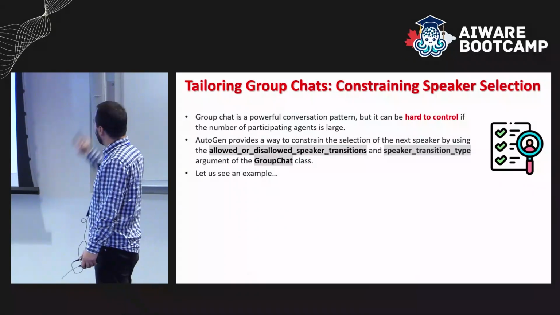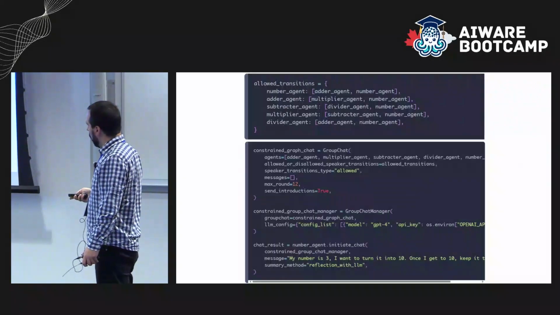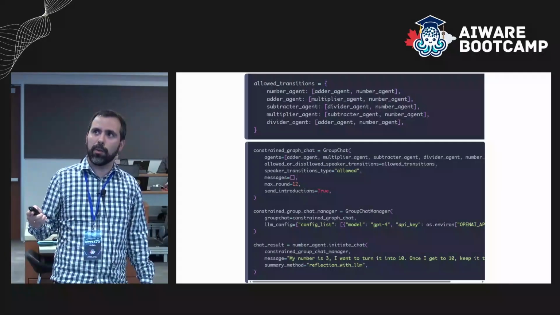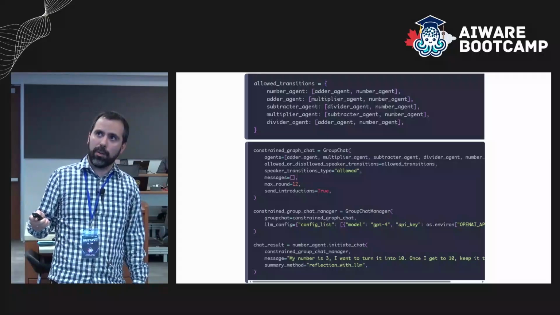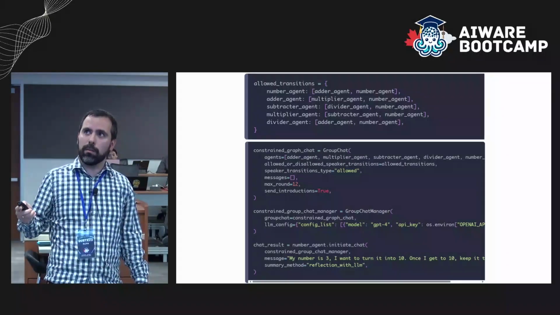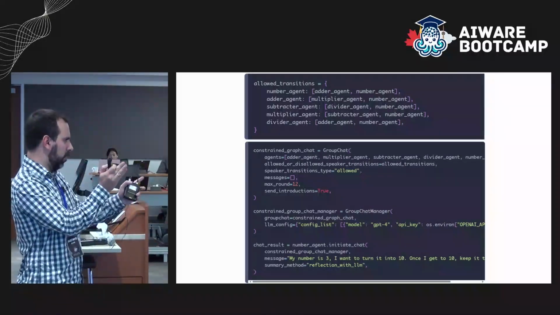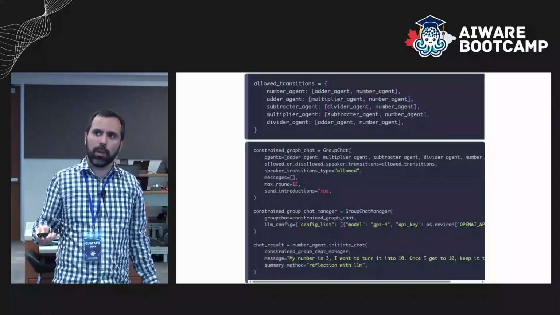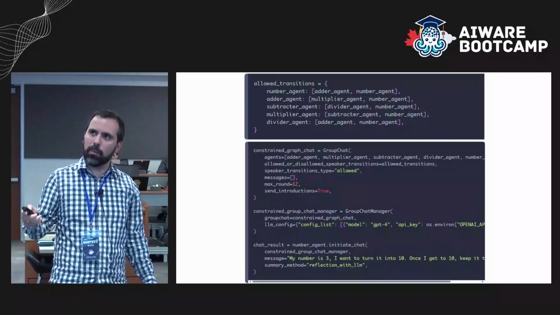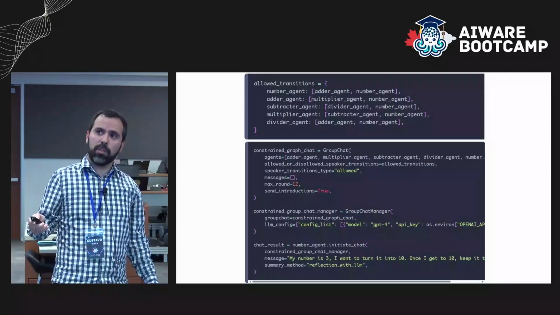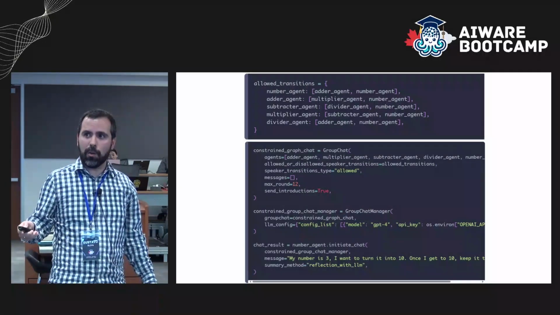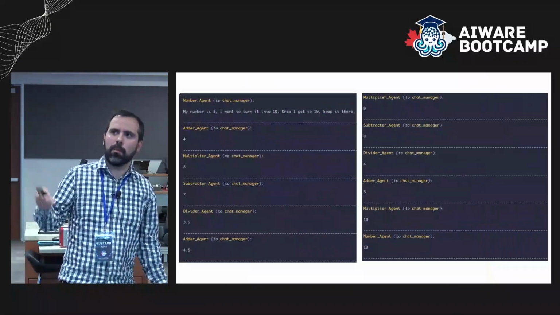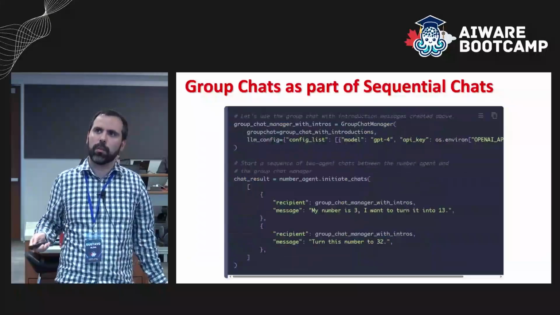What else can you do? You can constrain the speaker selection. And this is very simple too. Maybe you want to say the number agent can only talk to the adder and itself. The adder can only talk to the multiplier and the number agent. So you can restrict which conversations you want to have, either allowing or disallowing. Basically you have these transitions, and you can set them as allowed or disallowed, and that's it. This is just the same type of example with these restrictions in place.